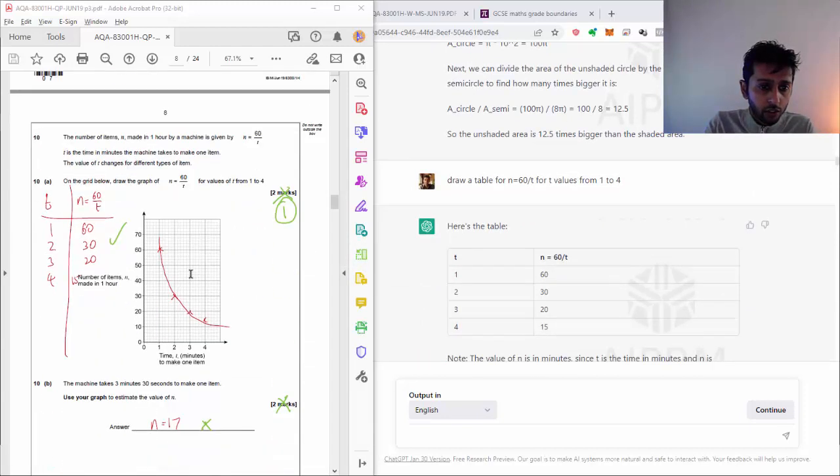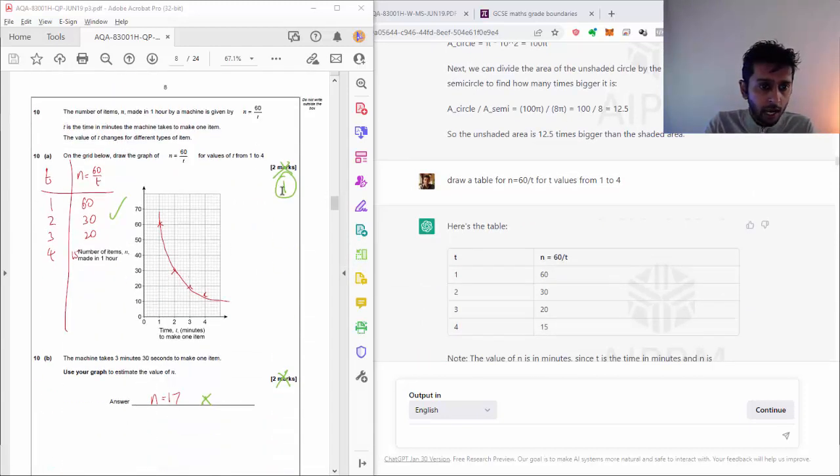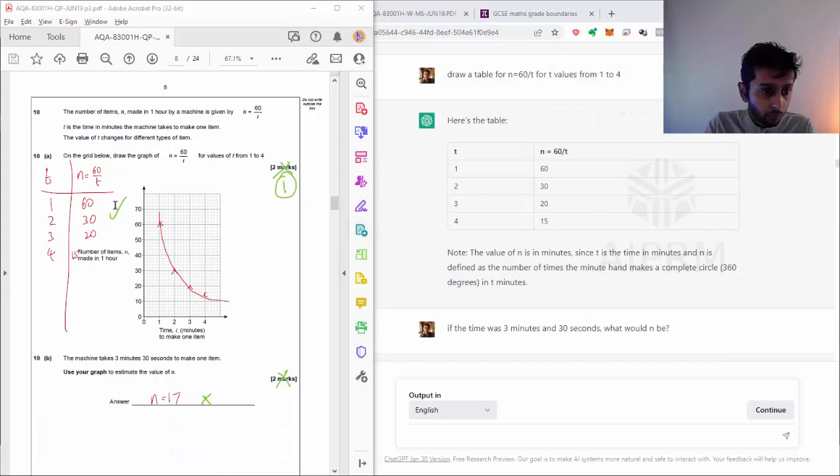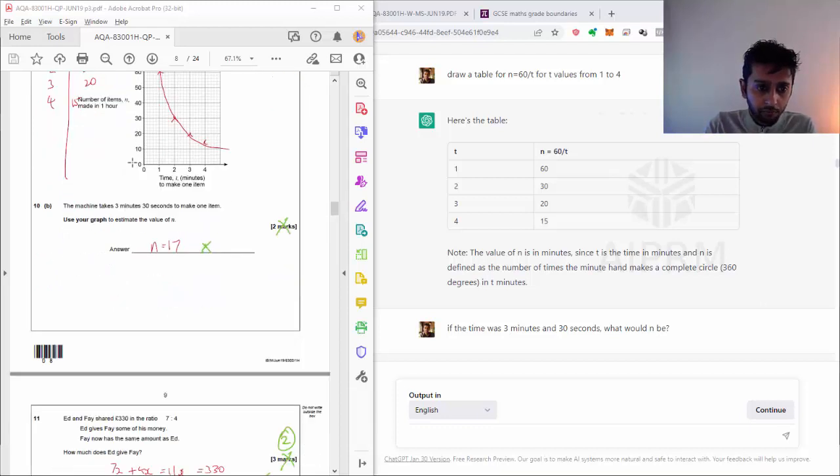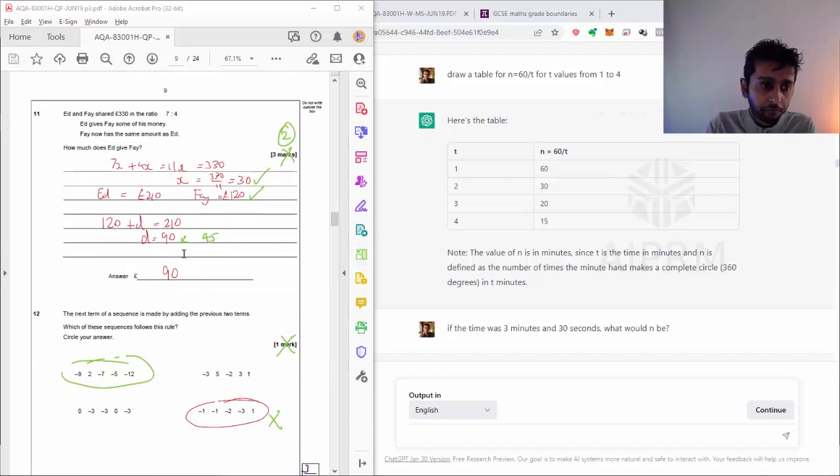And the next question was this one. So we got a mark for the table. I didn't award myself a mark for the graph because ChatGPT didn't draw the graph. 10B, the answer was wrong, so no marks there. You had to draw a line to get the mark on this one, so I didn't award any marks there.